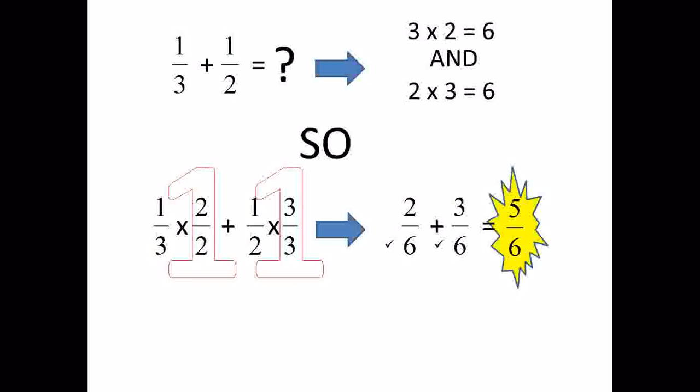So when I multiply by the giant 1, which is any number over itself, and if I get my denominators to be the same, I can then add the numerators. As in this case, I have 2 plus 3 equals 5, and my denominator is 6.